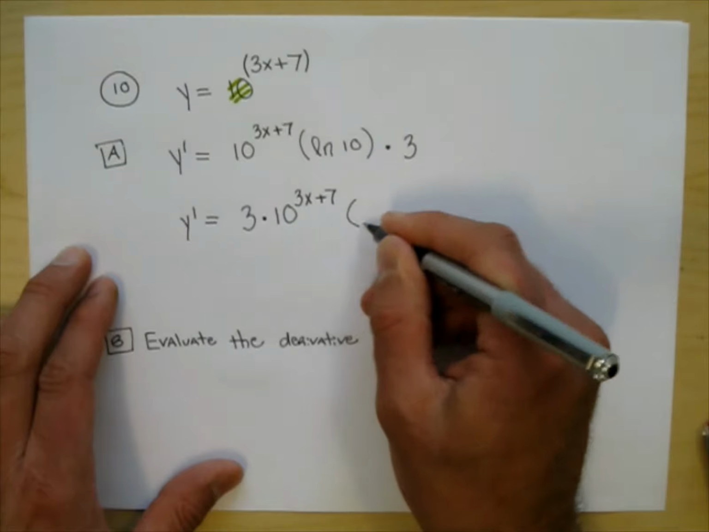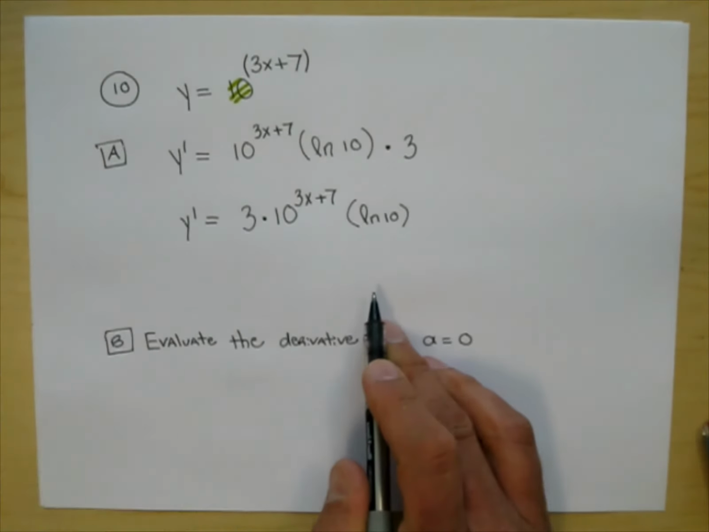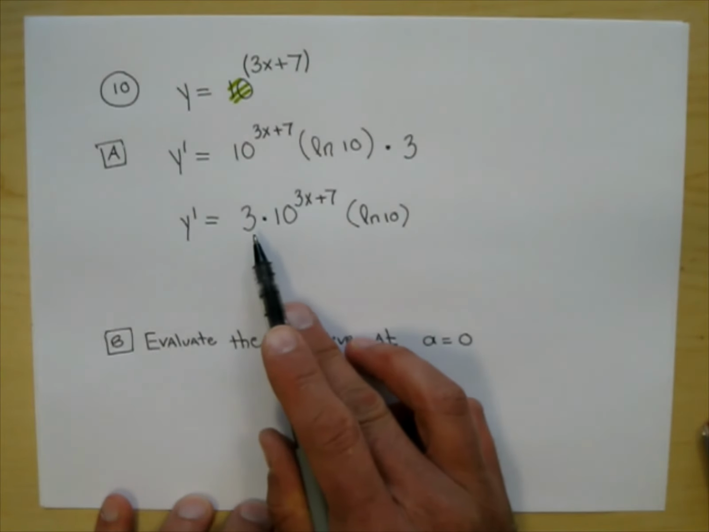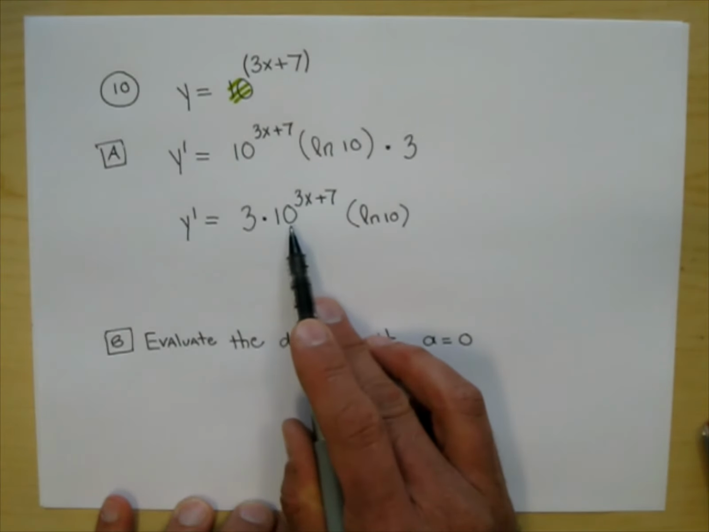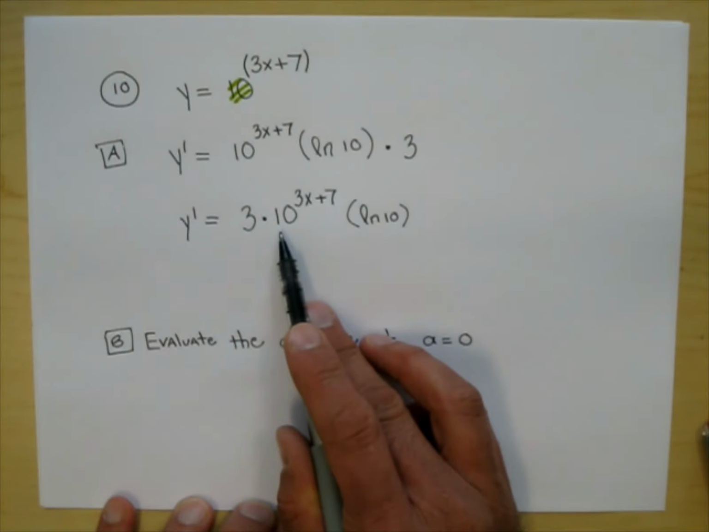And then I'll put the ln 10. I'll keep it in parentheses. I'm feeling a little insecure, so I might as well do that. Now, a lot of people would say, hey, Joe, let's go ahead and go 3 times 10. Well, we can't do that because of the order of operations.